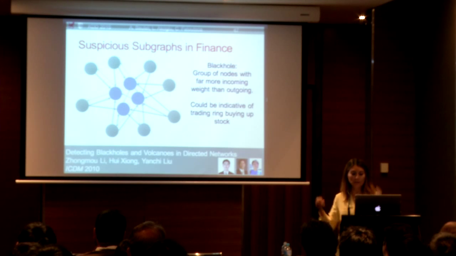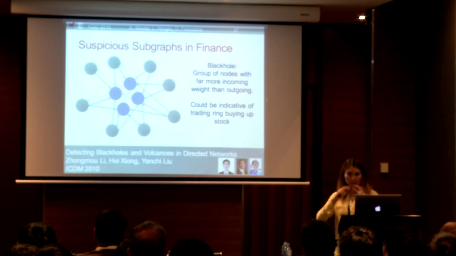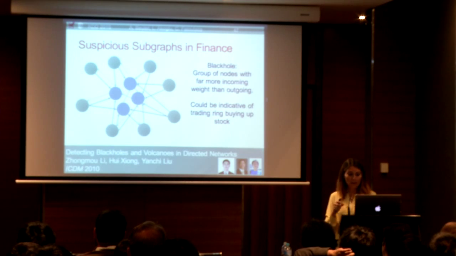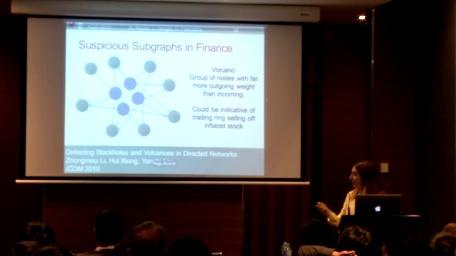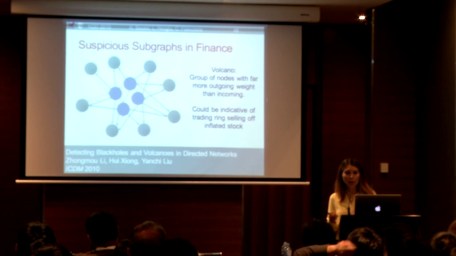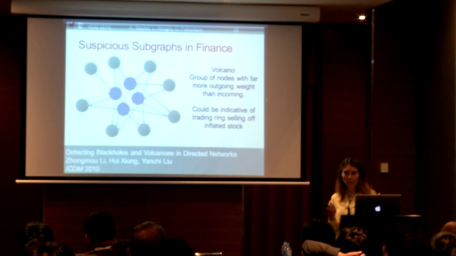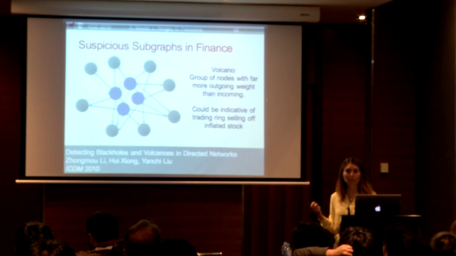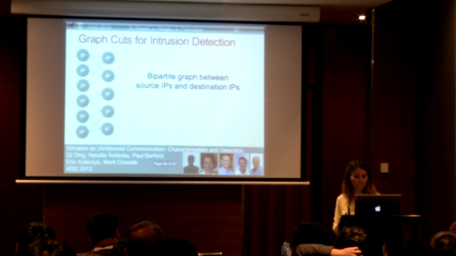And they call this the black hole pattern. And then they trade among themselves, and once the price increases, they sell out. And that is going to be a pattern where the out-weight is really large, right? And this they call the volcano pattern. So now that you know how fraud works, or given this model of fraud, you can go to the large graph and look for these patterns that you defined, right? So that's their approach.